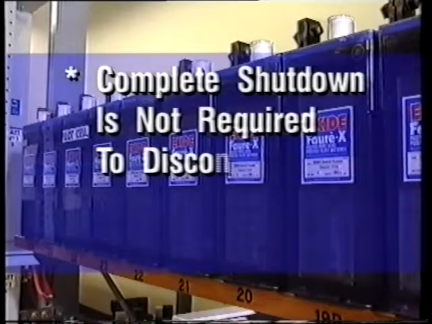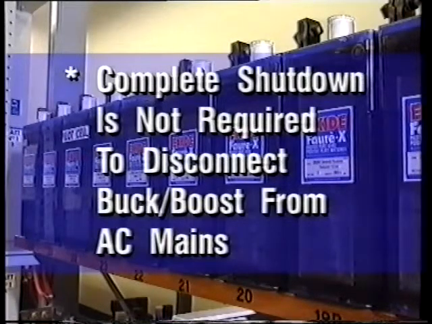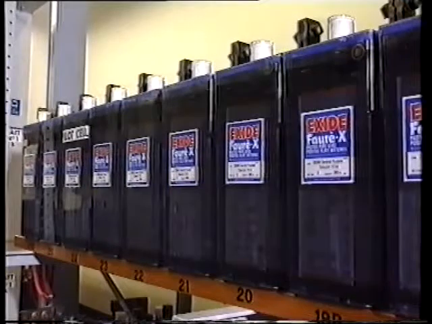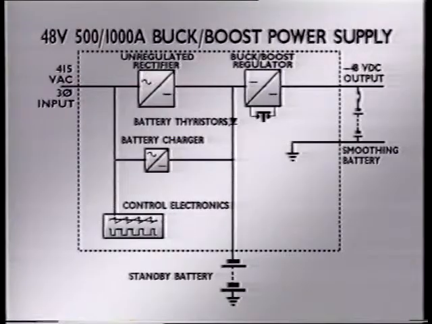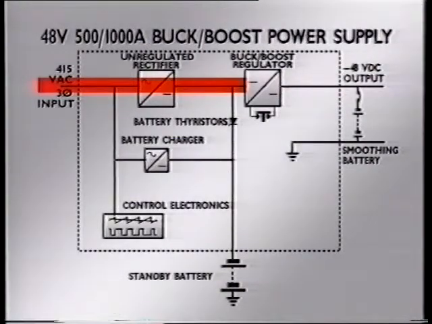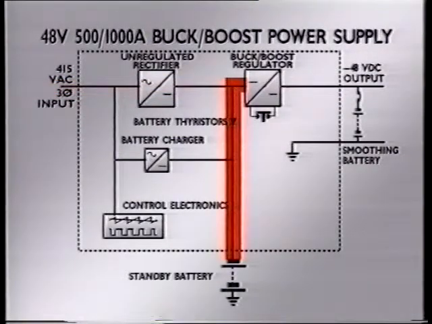It should be noted that it is not necessary to carry out a complete shutdown, and approximately 1 hour is the maximum time the unit can be run in this mode at full load, assuming the battery was in a fully charged condition to begin with. This action automatically switches the buck-boost power supply to battery input regulated. That is, the standby battery supplies the load via the buck-boost regulator.